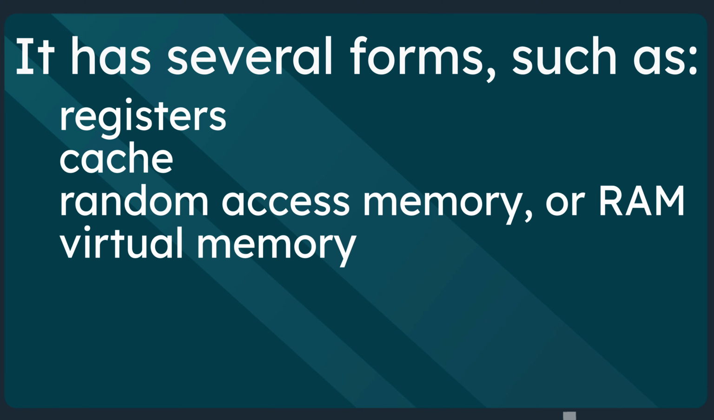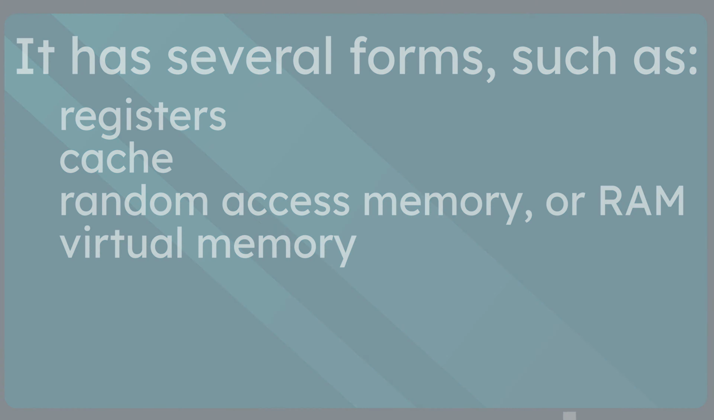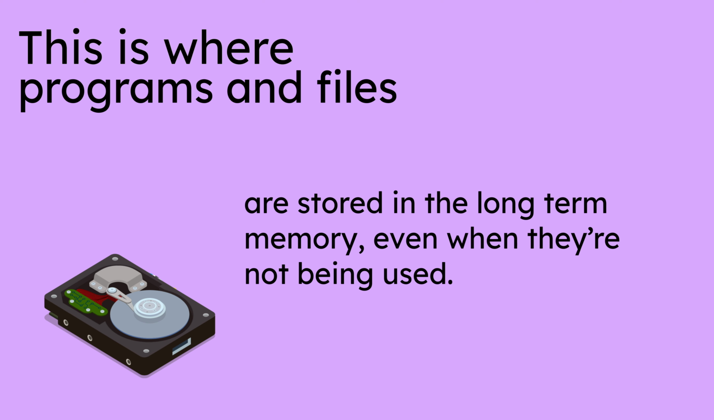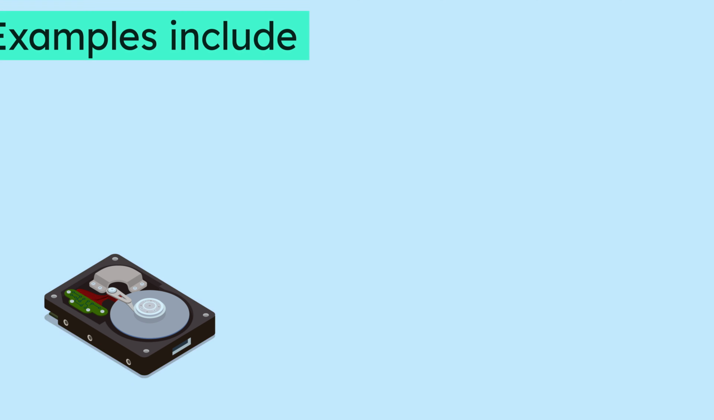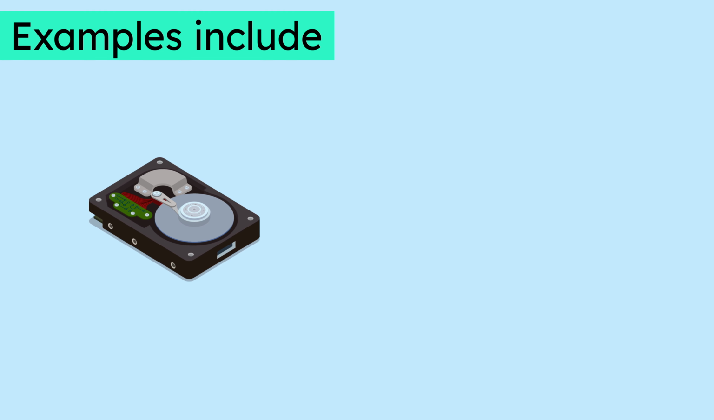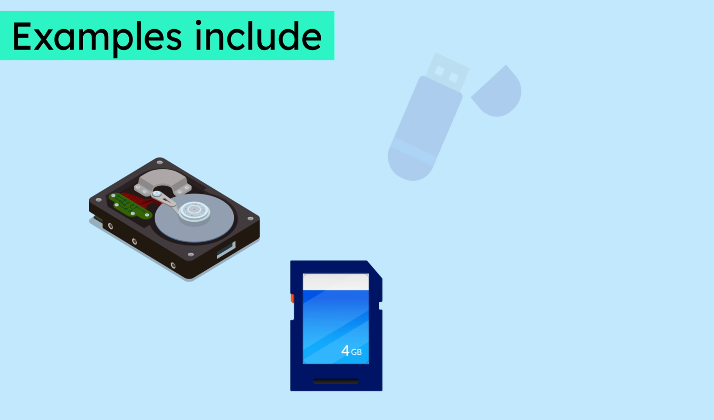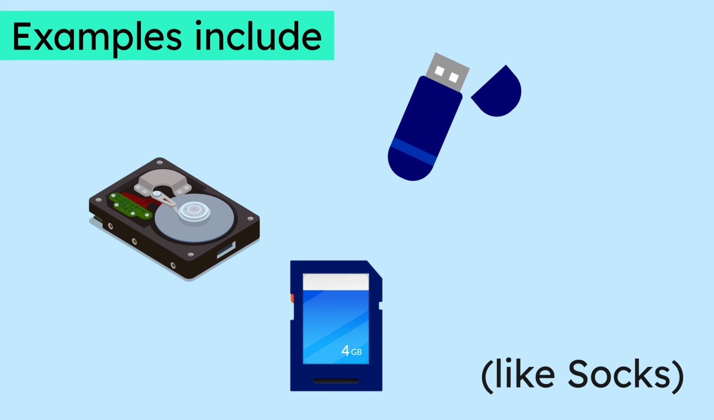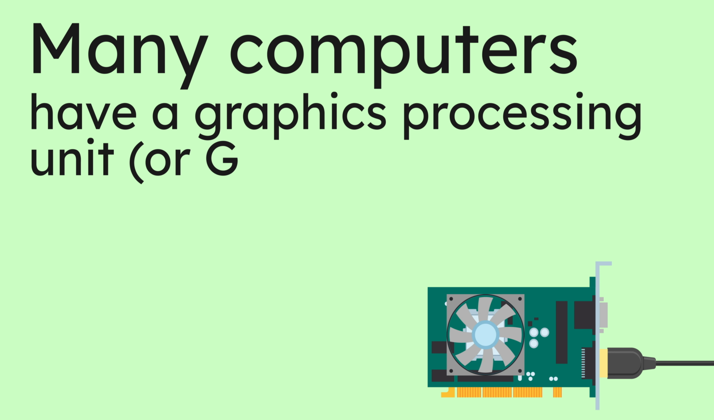And finally, what's storage? This is where programs and files are stored in the long-term memory, even when they're not being used. Examples of storage include a hard drive, an SD card, a USB stick, or if you're a time traveler, a CD. Many computers also have a graphics processing unit.